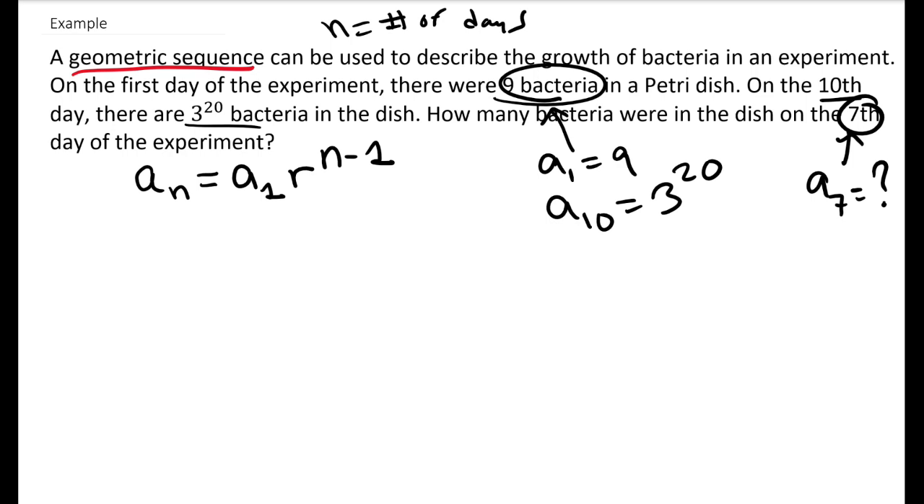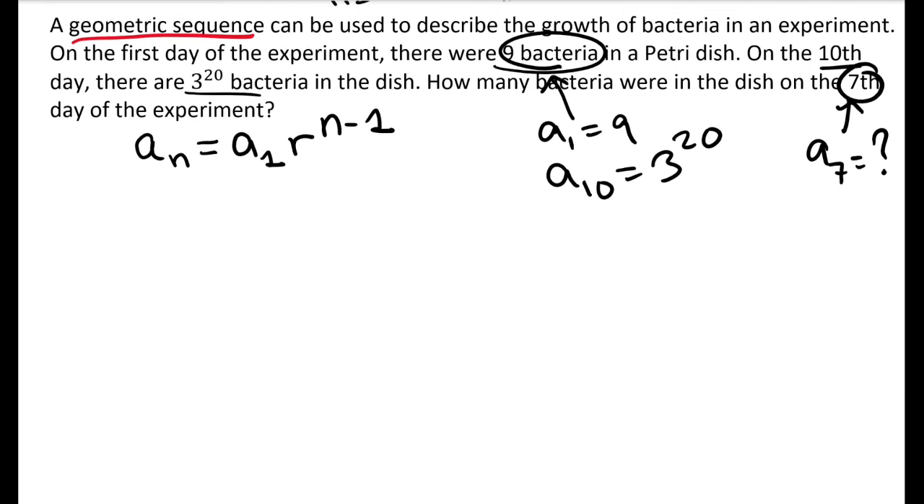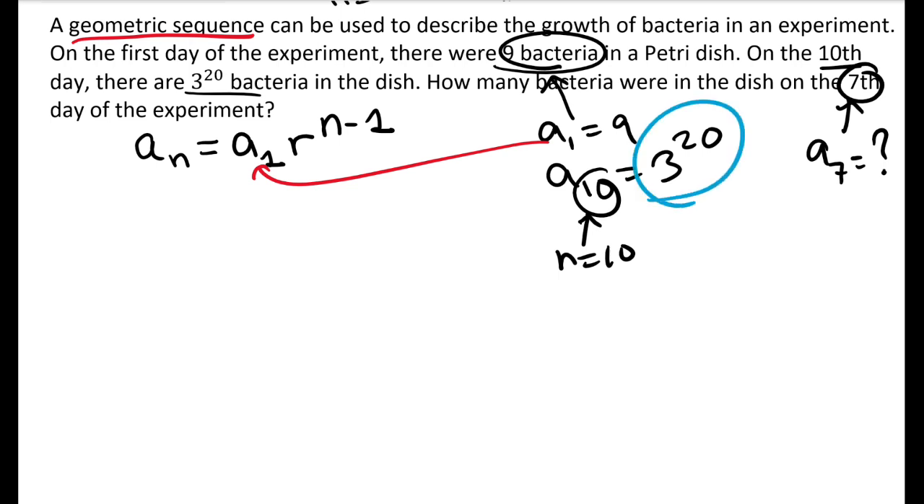So using this formula, let's go ahead and plug in what we know, right? So we know that a1 is 9, so let's plug that into our equation here. And then we know that a10, so when n is equal to 10, the value is 3 to the 20th. So we're going to plug this in for a sub n, and we're going to plug in this for a1.